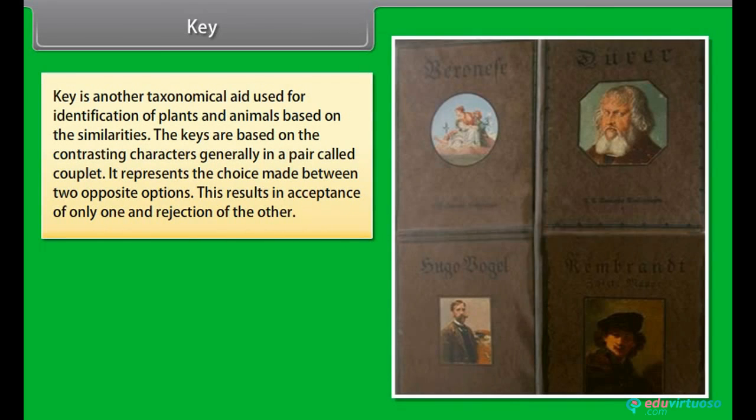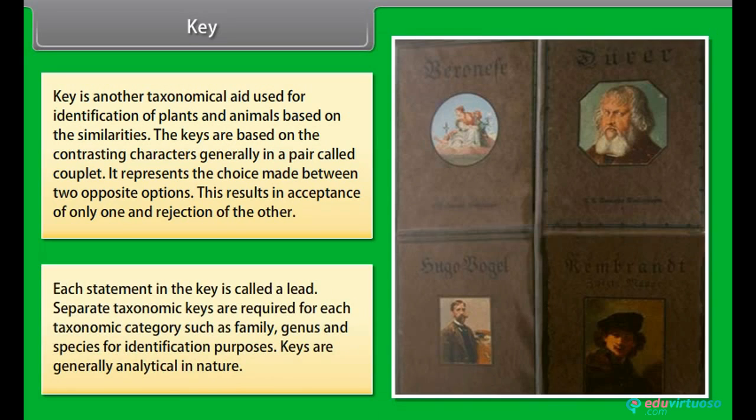Key. Key is another taxonomical aid used for identification of plants and animals based on similarities. The keys are based on contrasting characters, generally in pairs called couplets. It represents the choice made between two opposite options. This results in acceptance of only one and rejection of the other. Each statement in the key is called a lead. Separate taxonomic keys are required for each taxonomic category such as family, genus, and species for identification purposes.